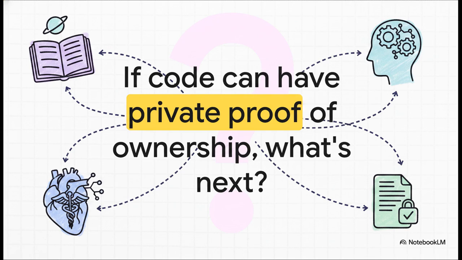And that really brings us to a fascinating final question. You know, this blueprint is designed for code and art, but the principle behind it is huge. If you can privately prove you own a piece of software, what about your academic research? What about your private medical data? What about your very identity itself? This architecture, it might just be a glimpse into the entire future of digital trust.